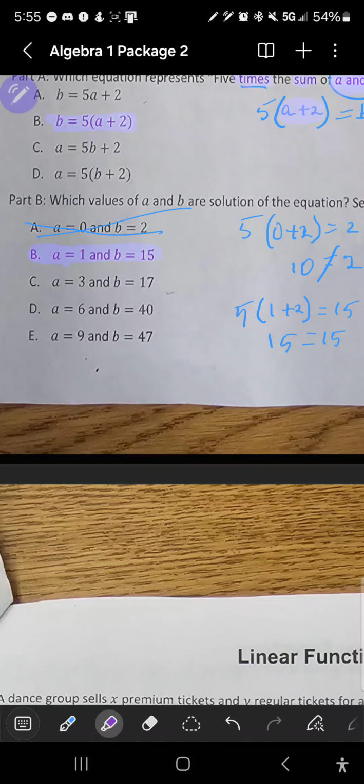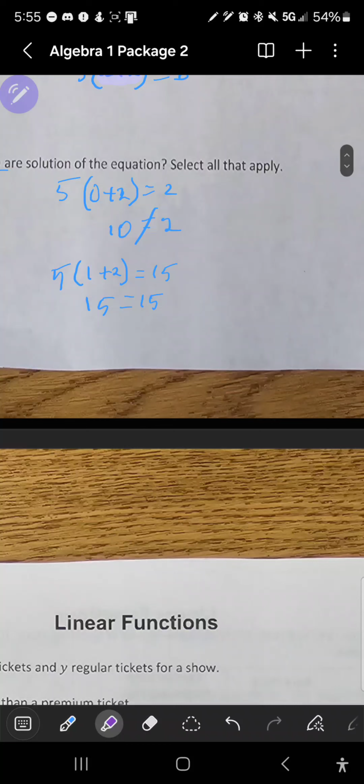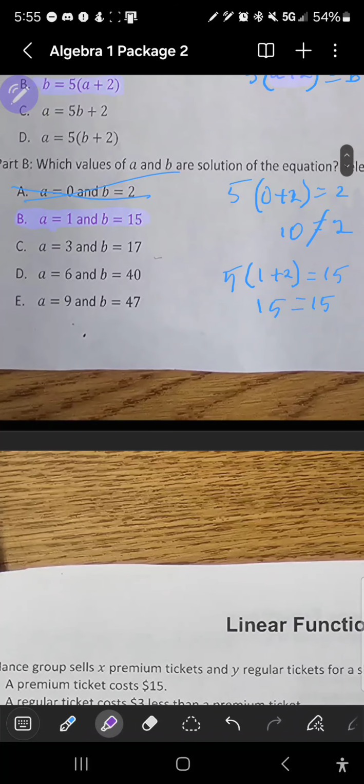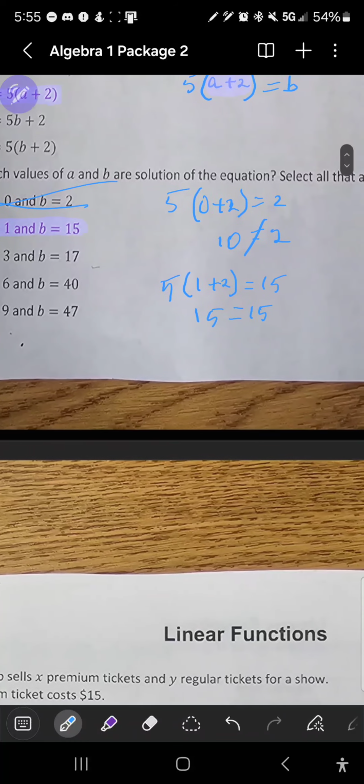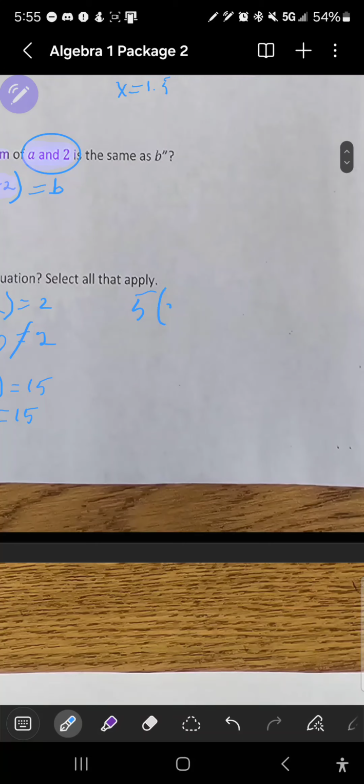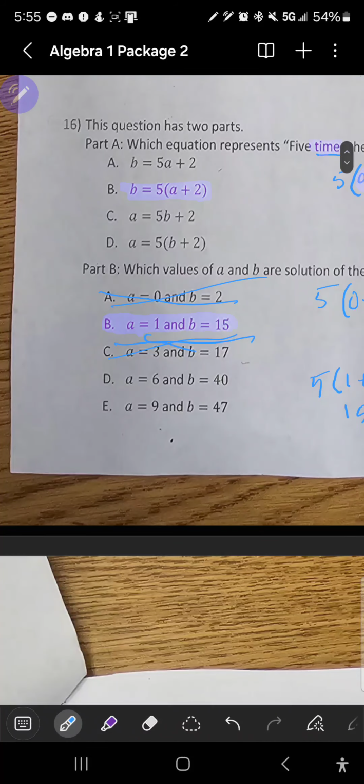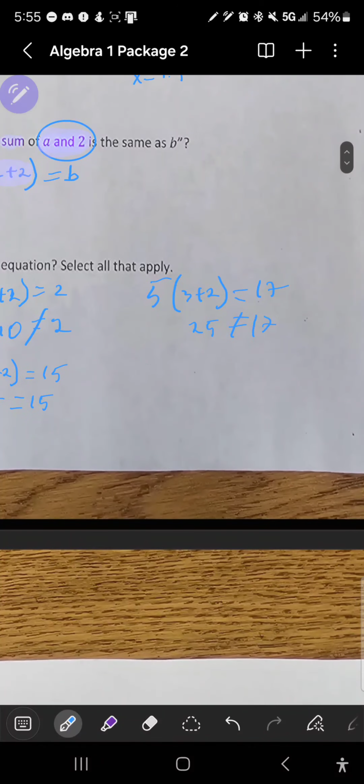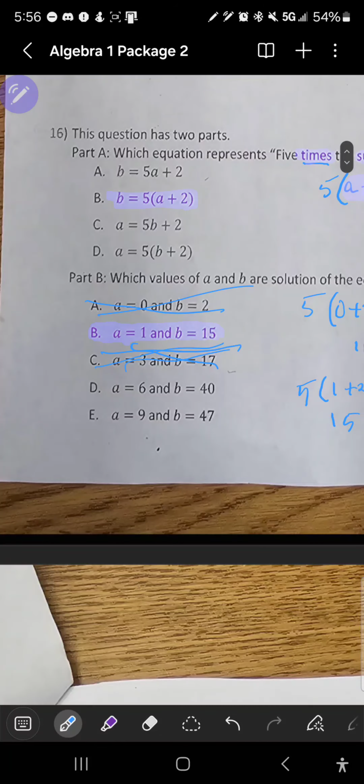Now we know that we need to keep going because it says select all that apply. So we need to continue until the last one. Now, A equals 3 and B equals 17: 5 times 3 plus 2 equals 17. So 3 plus 2 is 5. 5 times 5 is 25. That is not equal to 17. This is not true. Now 6 and 40. So 5 times 6 plus 2 equals 40. Now 6 plus 2 is 8. 8 times 5 is 40. So in this case, 40 equals 40. And this is true.